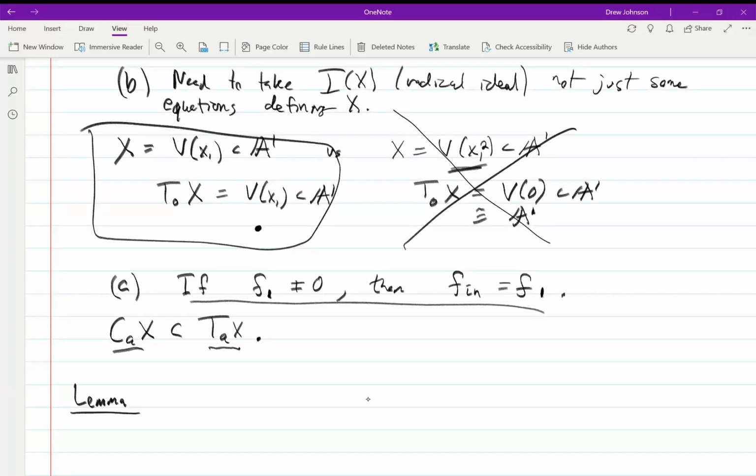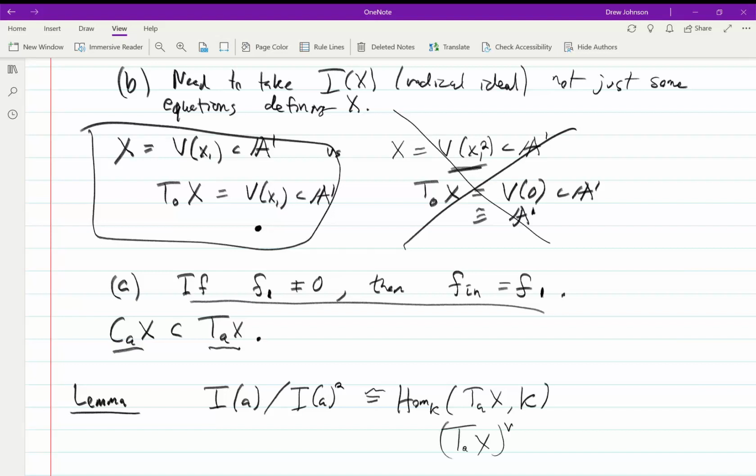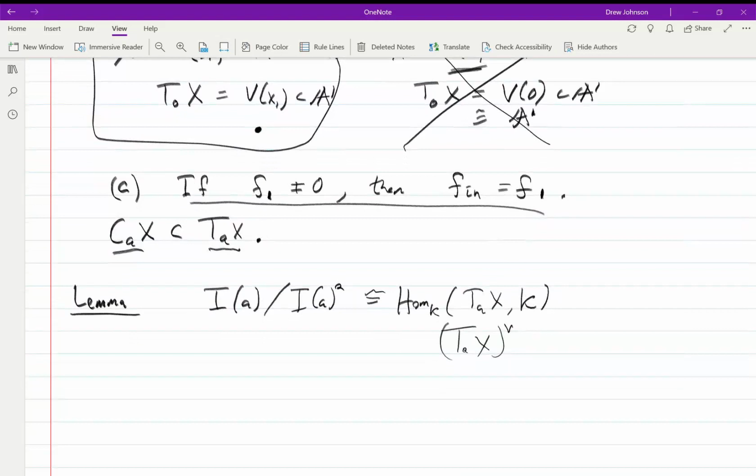The next thing we're going to do is prove a lemma that gives an alternate description of the tangent space that will eventually be useful when we're trying to prove that the tangent space is invariant of the coordinate patch that you chose. All right, so let me just write the conclusion, then we'll write down what the notation is. So it says that I_A mod I_A squared is isomorphic to the vector space homomorphisms from the tangent space to K, or maybe you like to write this as the dual of the tangent space. Right.